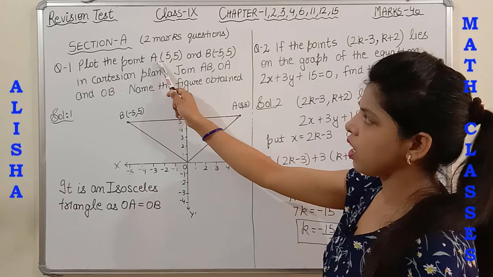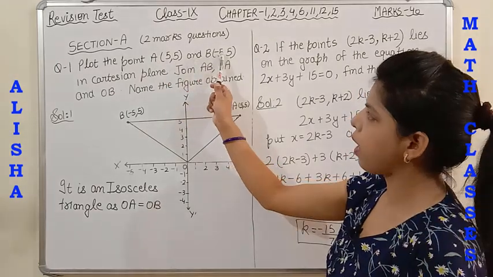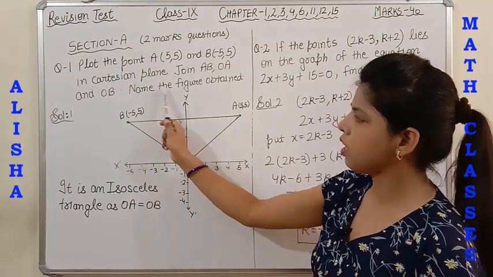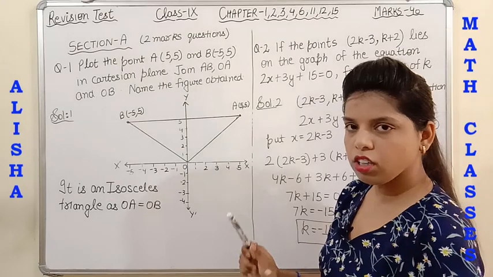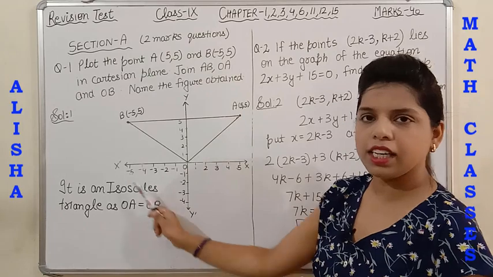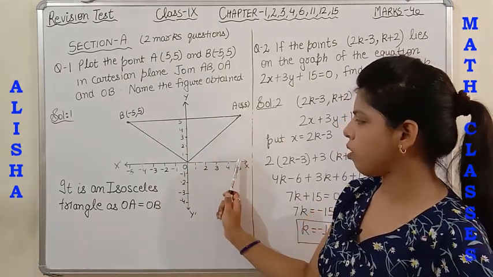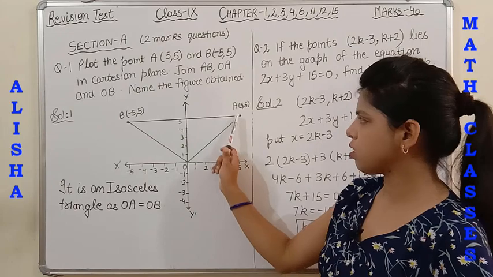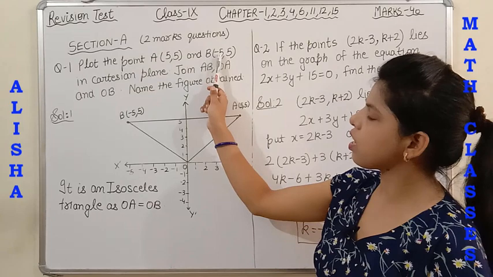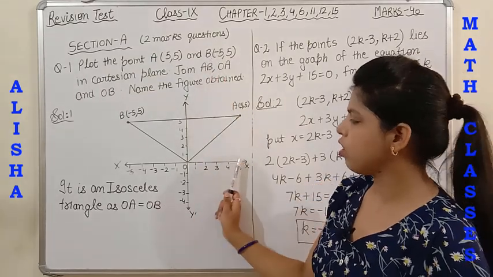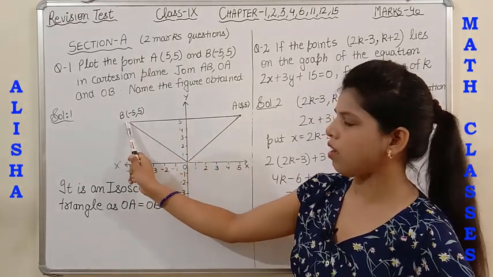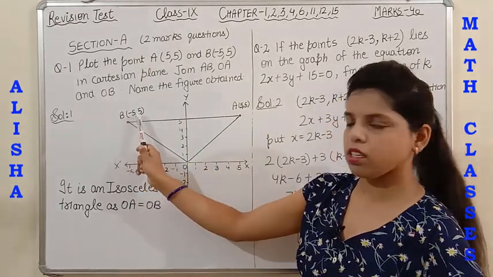Plot the points A 5,5 and B minus 5,5 in the Cartesian plane, join AB, OA and OB, name the figure obtained. So first of all, you have to make a Cartesian plane in which you have to plot these two points. Now I have made a Cartesian plane and this is the point 5,5. You know that this is the point x5, this is the point y5. So this A point will be 5,5. In the same way, B point is minus 5,5. So the value of x is minus 5 here and the value of y is 5 here. So this point B will be minus 5 and 5.